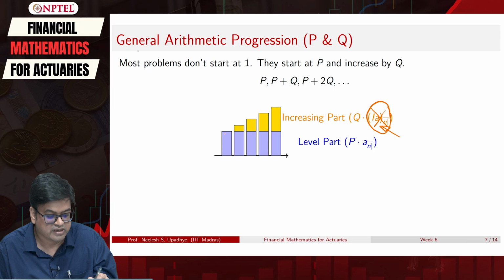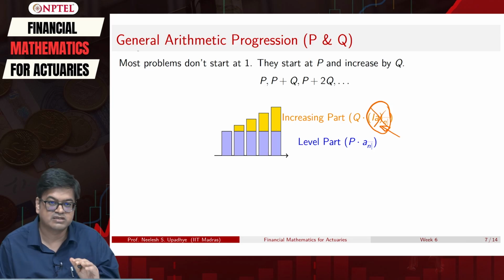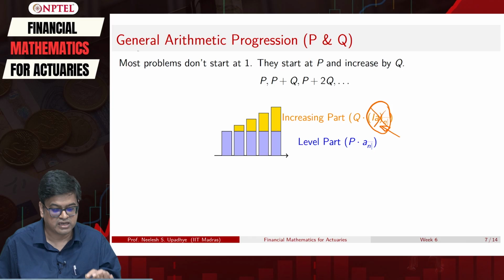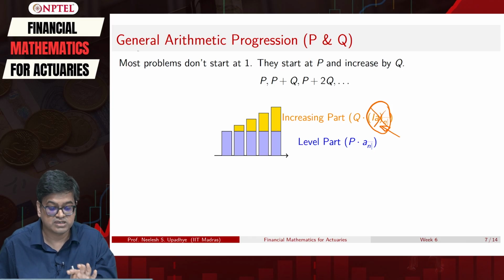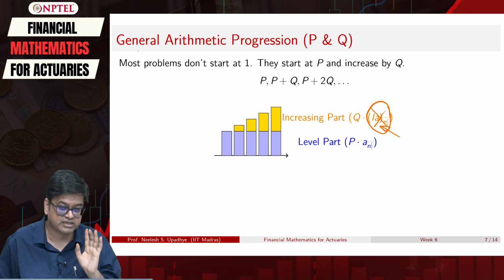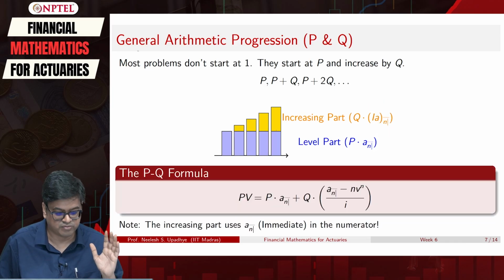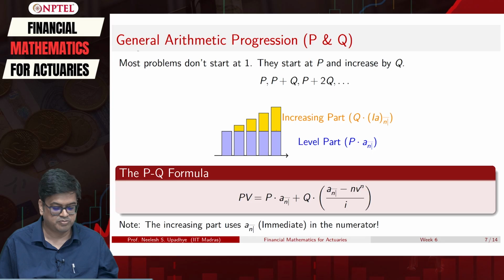What we are doing is separating out this level payment, for which I have the annuity formula. I need to work on those increasing annuities, that is what my worry is. So I will display the formula and give the rationalization behind that formula. So, here is the general PQ formula.